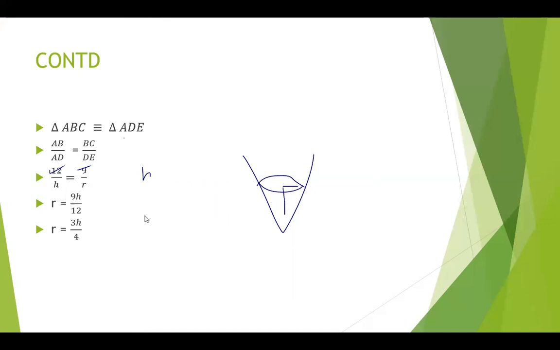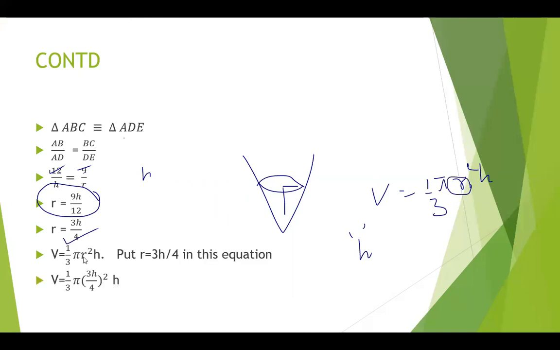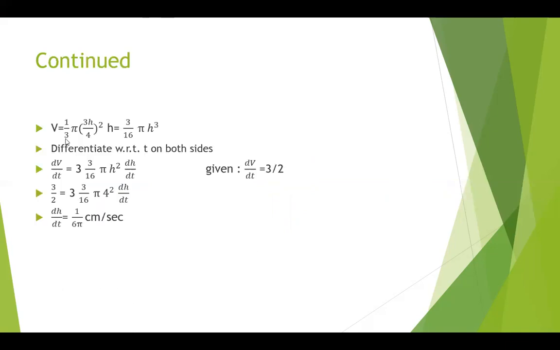Now, I try to express R in terms of H using 12 and 9, because I want to write the formula for the volume of a cone, V is equal to 1 by 3 pi r square H, only in terms of H. So, I write R is 3H upon 4. Once I get the value of R as 3H upon 4, I will substitute it in the base radius, so R is substituted by 3H upon 4, whole square, into H. Thus, we get V in terms of H as 3 by 16 pi H cube.